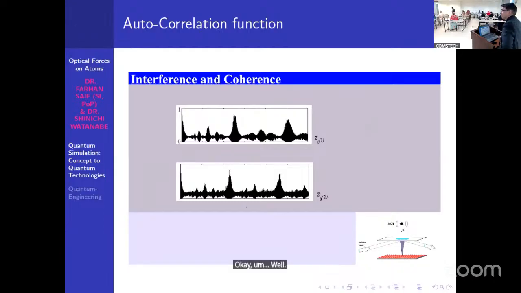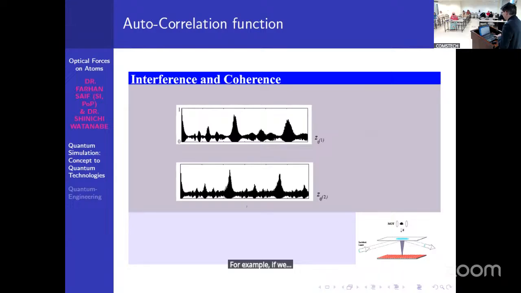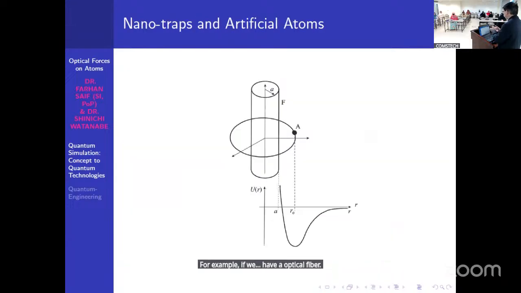Well, okay, so we were talking about the atomic mirror, which is based on the exponentially decaying field. Now, this simple effect can be realized in various ways, and that helps us to make some configurations which are unique in their own applications. For example, if we have an optical fiber, which is made of dielectric material, and pass an optical field as per normal, we find the field outside the optical fiber is exponentially decaying.